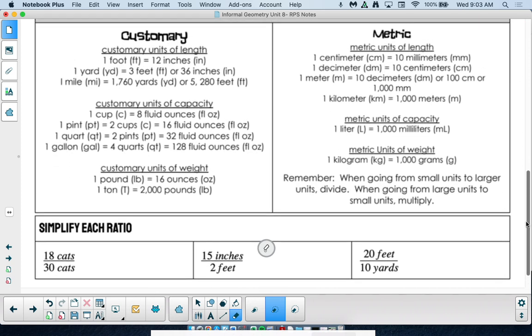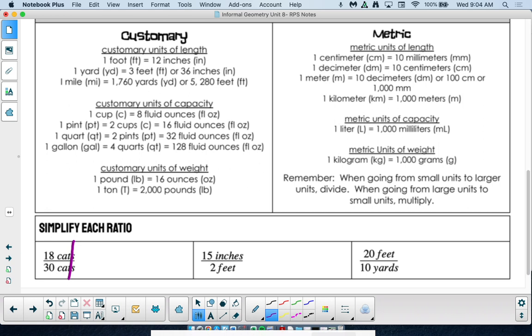Okay, so let's try this. Simplify each ratio. First we have to look, do we have the same units? I have 18 cats over 30 cats. Cats would be our units and they have to be the same, okay? So if we notice here, cat over cat would be the same unit, right? They're both cats, so we can cross that part off. Now we want to simplify 18 over 30.